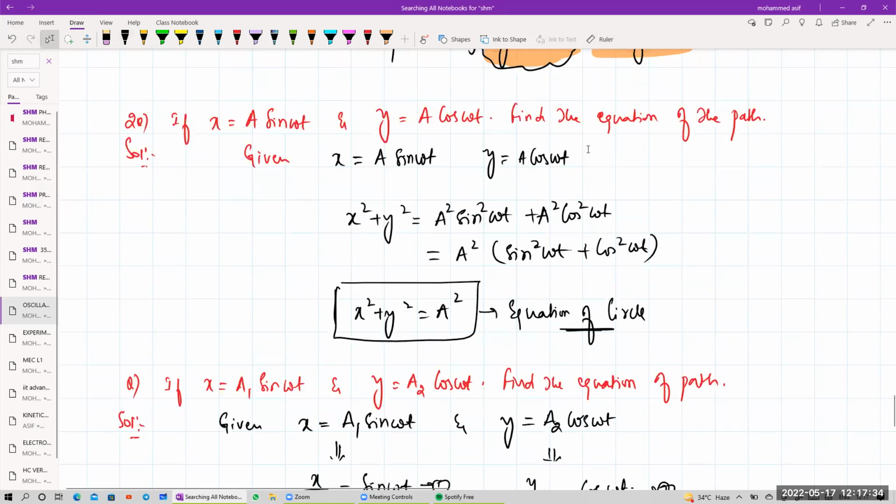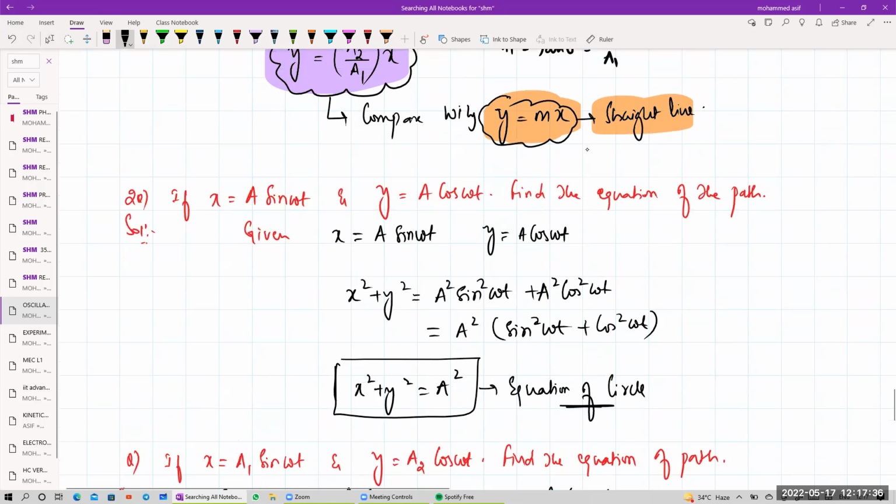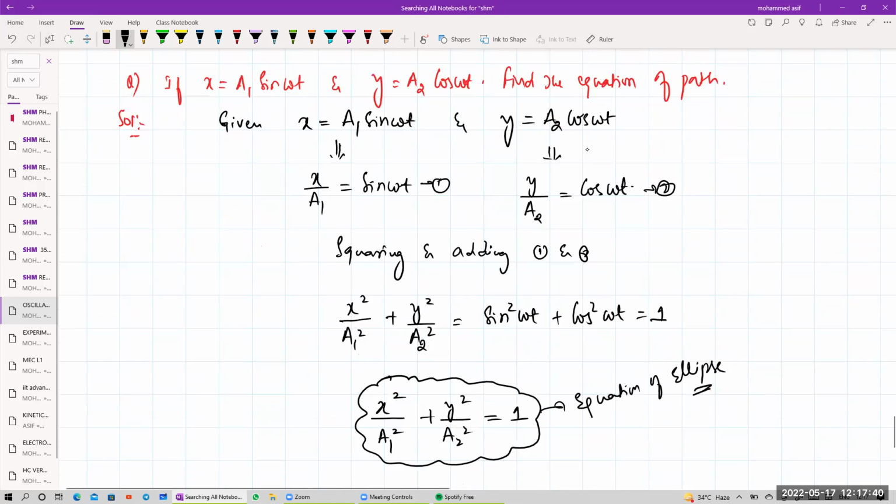What is the difference between the above equation and this question? Can you tell me? In this one, the amplitude was the same. That is the reason we added and squared it. But here the amplitudes are different. So that is the reason I am getting the value of sin omega t and cos omega t from the equation.